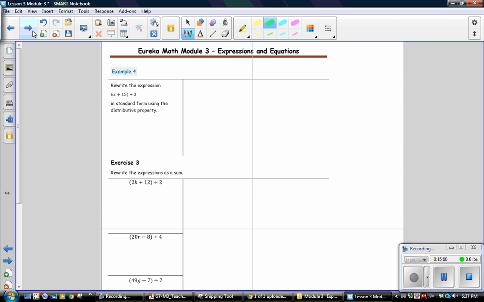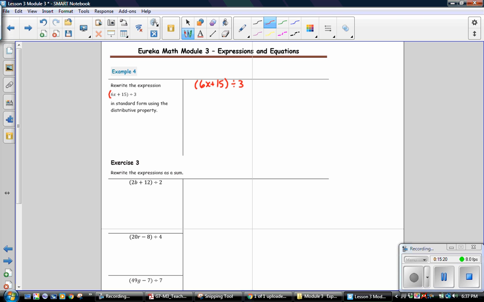Example 4. Rewrite the expression: the quantity 6x plus 15 divided by 3. This should have a parenthesis on the right side. So go ahead and recopy the problem. 6x plus 15 divided by 3.